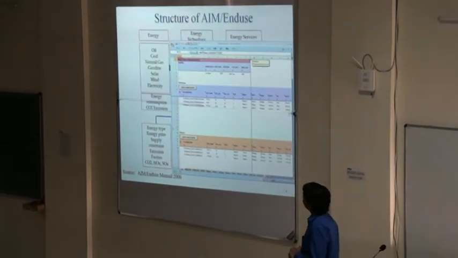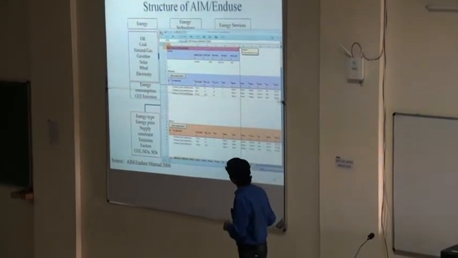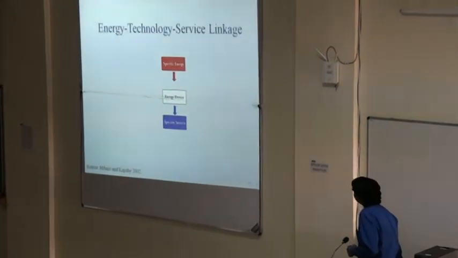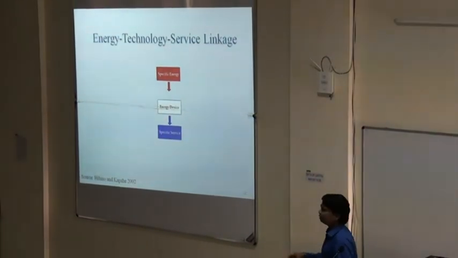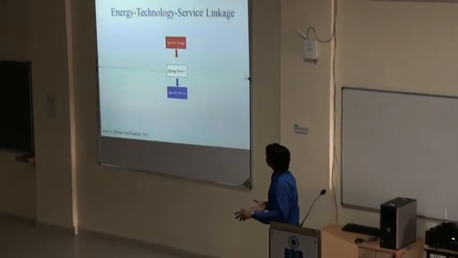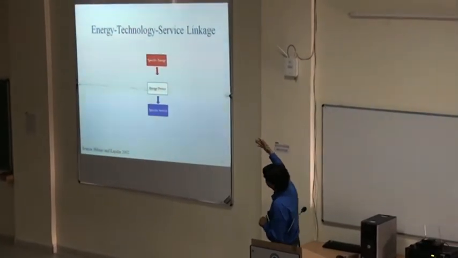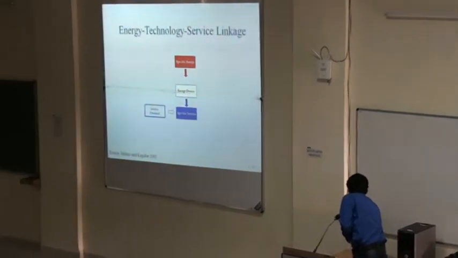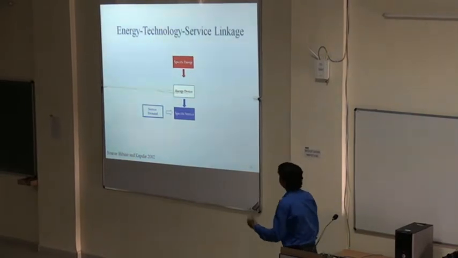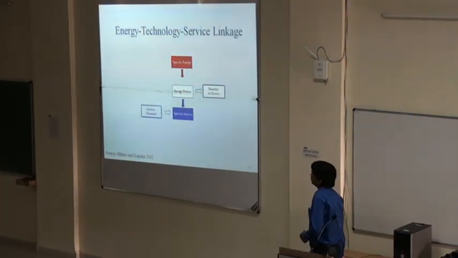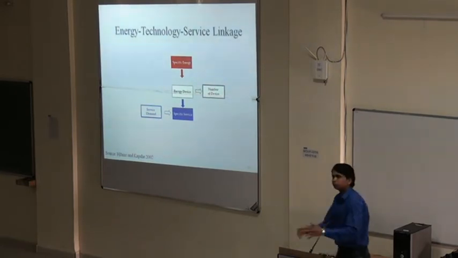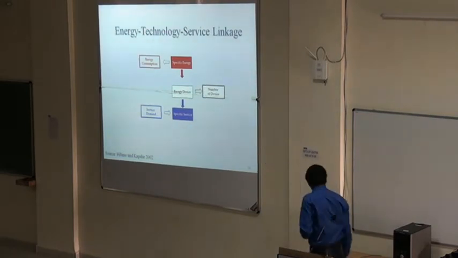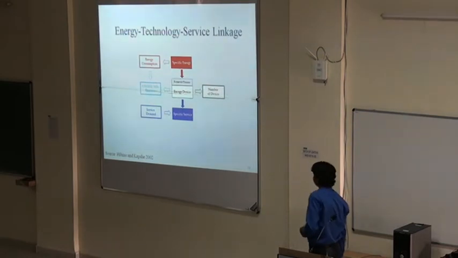This is how my AIM/End-use model looks. It is an Excel based model. There are various sheets in which we have to feed the data. This is the other form to represent the model. We have specific energy, devices and services. We have service demand, which we have to feed in the model. Then for this energy demand, we have the number of devices, the number of technology choices available for us. Then we have the subsequent energy consumption and the CO2 emissions.